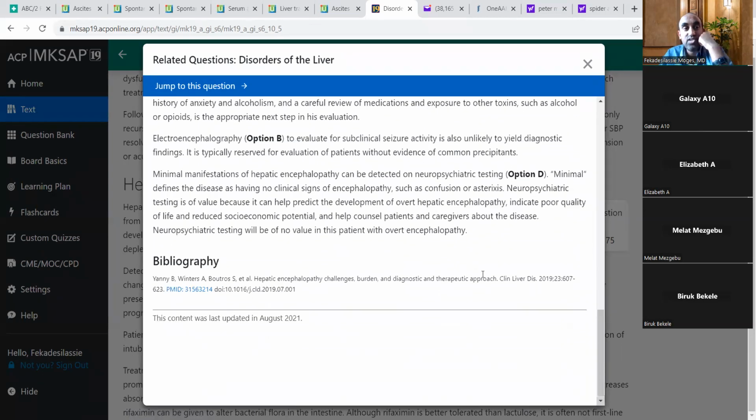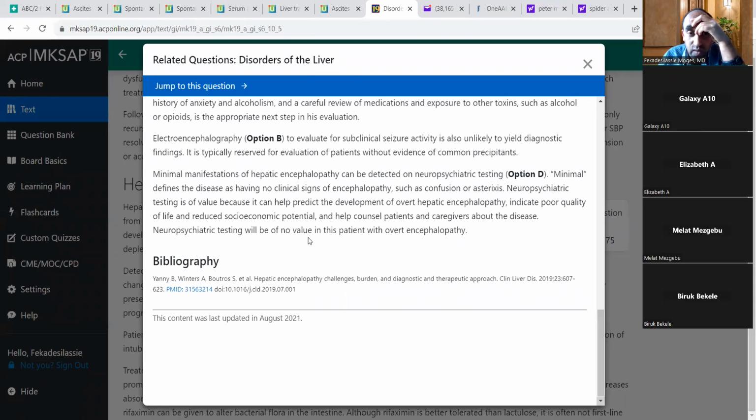But let's look at why it is not neuropsychiatric testing. What is the rationale? Minimal manifestations of hepatic encephalopathy can be detected on neuropsychiatric testing. Minimal defines the disease as having no clinical signs of encephalopathy, such as confusion or asterixis. Neuropsychiatric testing is of value because it can help predict the development of overt hepatic encephalopathy, indicate poor quality of life and reduced socioeconomic potential, and help counsel patients and caregivers about the disease.